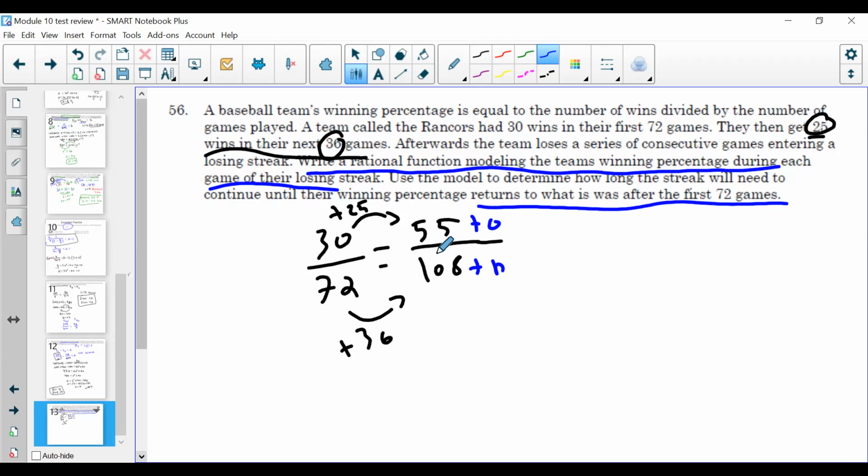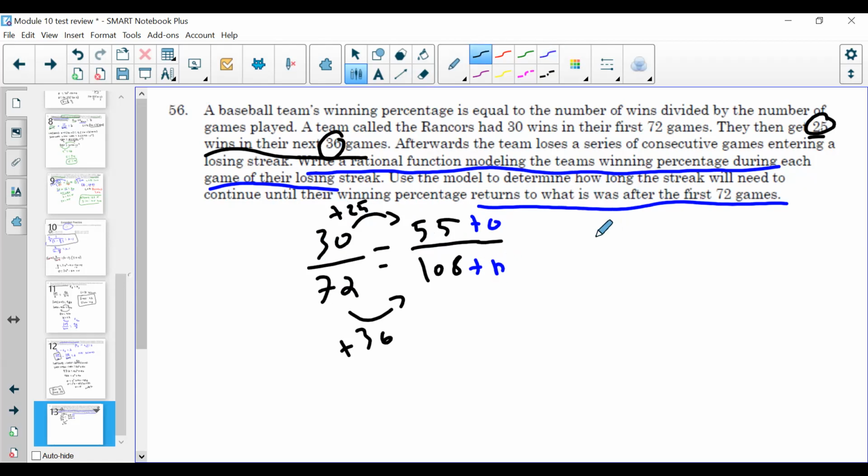And then I go on a big losing streak. I don't know how many games I'm losing, but what I'm trying to figure out is how many games do I need to lose to make this 55 over 108 equal to 30 over 72 again. So I add 0 wins because I'm not winning anything. I'm on a losing streak, but I'm adding an N amount of games. I don't know how many they are. That's what we're asked to figure out.